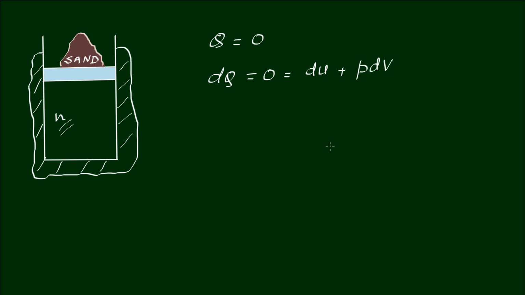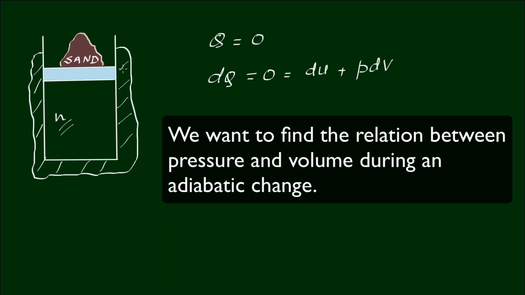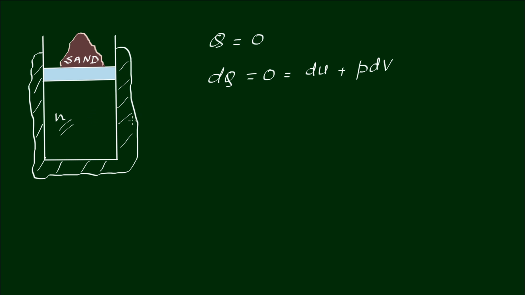Now, what are we aiming for? We want to find the relationship between the pressure and the volume during an adiabatic process. For instance, when we add sand and let the gas compress, we know how the volume is changing. We want to find out how the pressure will change. So we have to get rid of dU. So we substitute for dU the expression nCv dT.